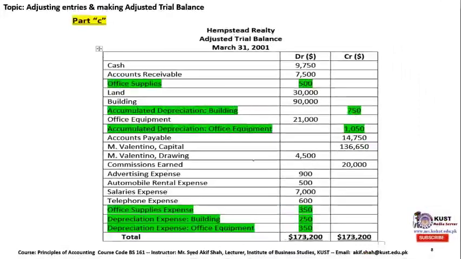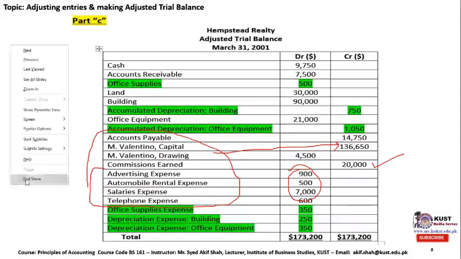Here it is. You can see that we have correctly inserted the commission earned as well as the remaining expenses available in the trial balance. So this is why the remaining account titles are not highlighted, because these have been written as they are and picked up from the trial balance and inserted over here in the adjusted trial balance.